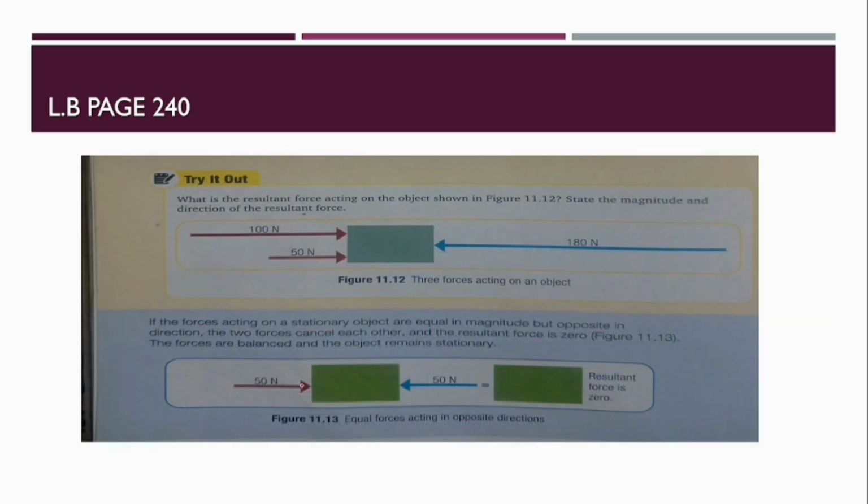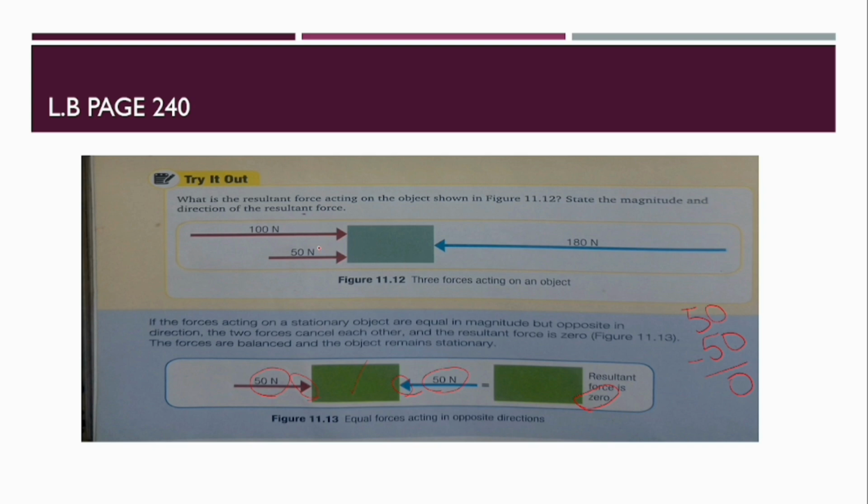In a third case, where two forces are acting on a stationary object and the two forces are equal in magnitude, both have the same magnitude, but they are acting in opposite direction, the resultant will be 0. We can mathematically do it. As they are acting in opposite direction, we have to subtract them. So 50 minus 50 is 0. So the resultant force is 0 and this object is stationary and it is balanced.